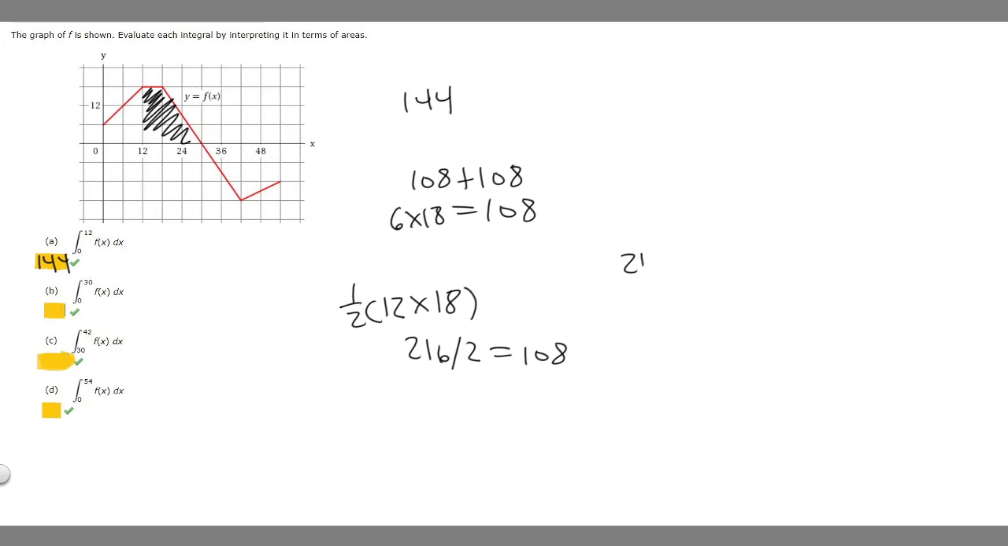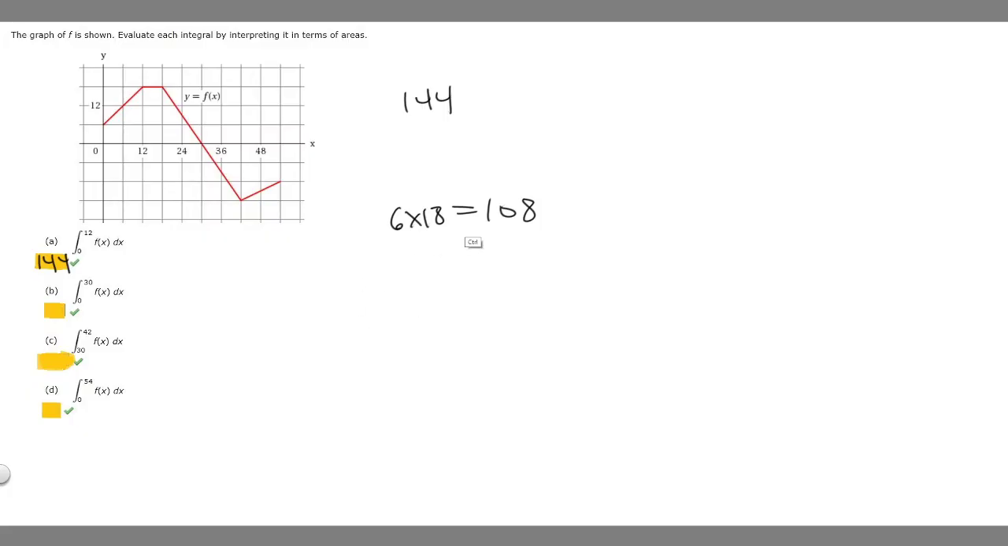So that's just 216. Then what we want to do is add the area of all this, because we're trying to go from 0 to 30. And so 216 plus 144, which is the area of this part, is going to be 360. So we know that the answer to B is going to be 360. Let me erase what we've got so far, and then we'll move on to C. Let's do this one here.